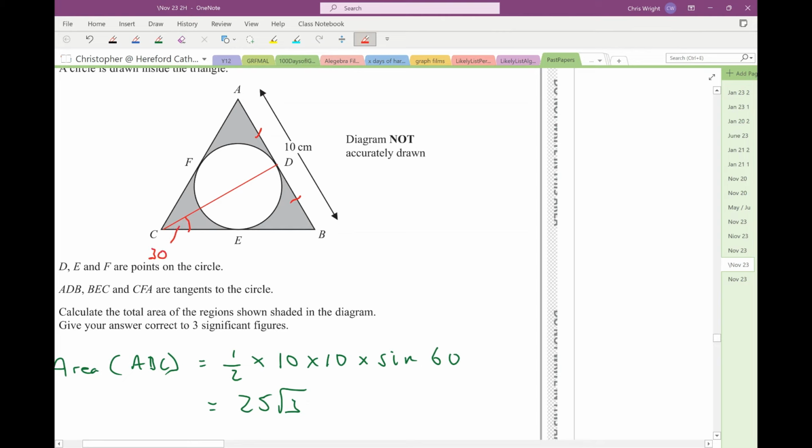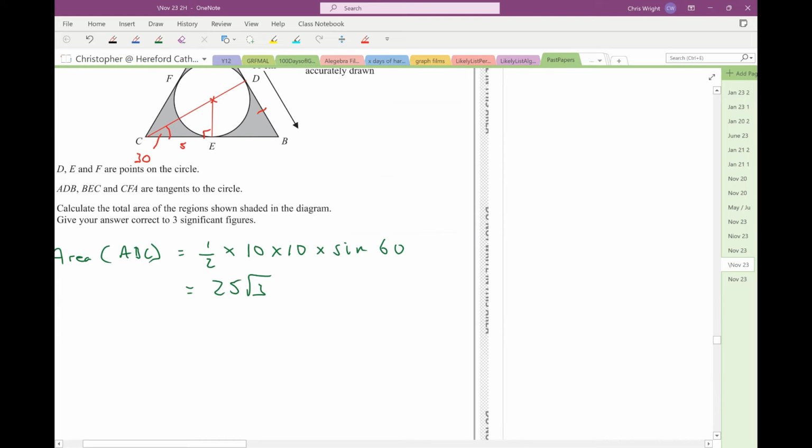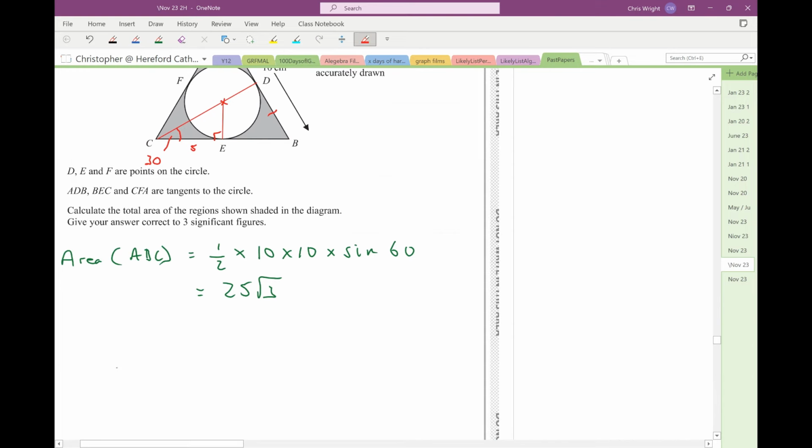Now, how's that going to help me find the radius, you ask? Well, here's the center of the circle. And if I draw a vertical line here, then we know that CB, which is this line, is a tangent to the circle. So we know that this is a right angle. And what's more, I know the length of CE is 5 because it's half the whole length.